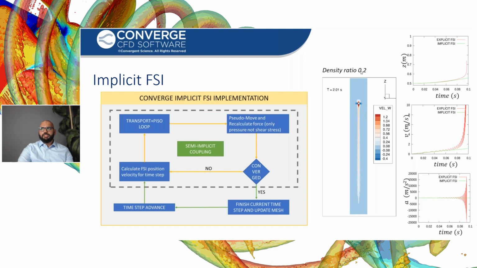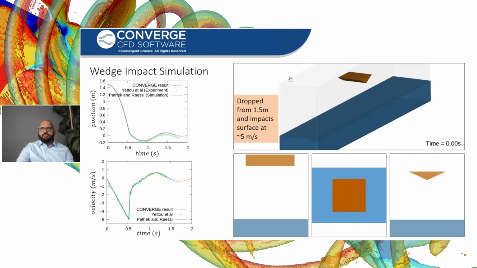Here is a case with a density ratio of 0.2. So the solid is much lighter than the fluid. Here, this kind of loosely coupled approach fails very quickly. It becomes unstable. You can see from the red line here, the acceleration blows up pretty quickly. So you need what is called a more tightly coupled or an implicit coupled approach. In CONVERGE, every time step, if the implicit coupling is turned on, we pass information back and forth between the fluid domain and the solid domain till the forces converge. And with that approach, we are able to simulate this case in a stable manner. That's the green line.